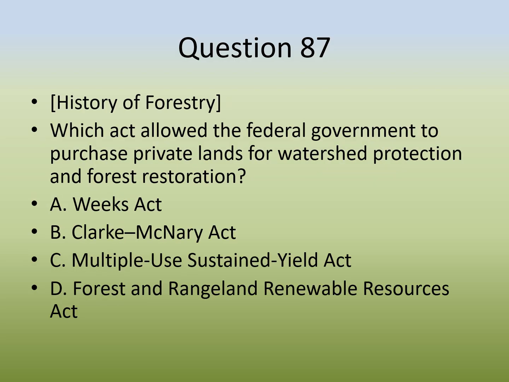Which act allowed the federal government to purchase private lands for watershed protection and forest restoration? A, the Weeks Act, B, Clark-McNary Act, C, Multiple Use Sustained Yield Act, or D, Forest and Rangeland Renewable Resources Act? The answer is A, the Weeks Act.